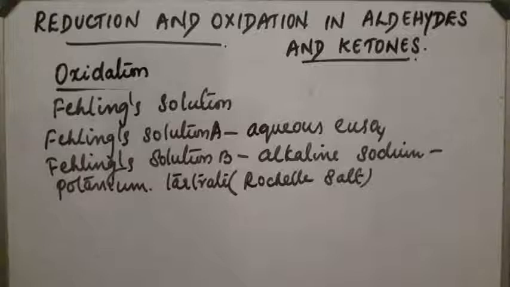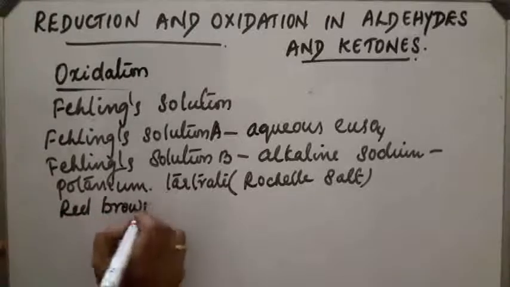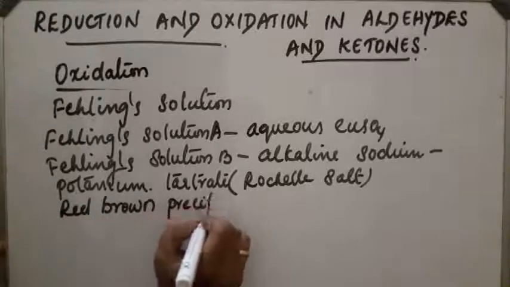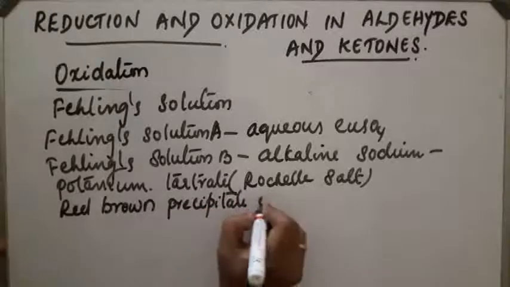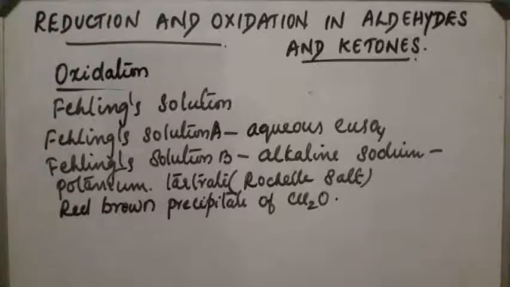On heating aldehydes with this Fehling solution, what will happen? A red-brown precipitate of Cu2O, copper oxide, will be obtained. We can see the reaction. Aldehydes are oxidized to carboxylate ion, and we will get a red-brown precipitate if Fehling solution is added to the aldehyde. So this is an important test to distinguish between aldehydes and ketones. Ketones will not give this reaction. And the reaction is as follows.